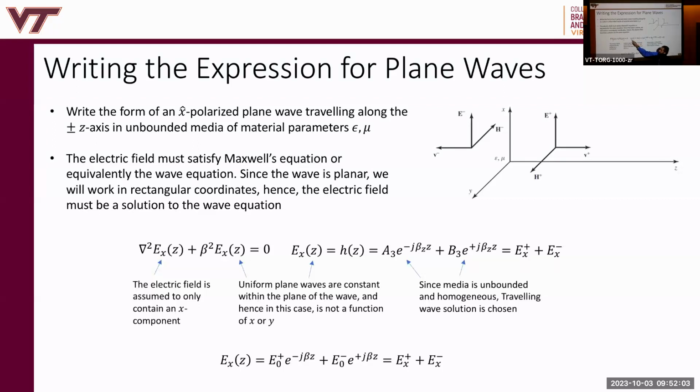So normally the solution is written in terms of f, g, and h, as a function of x, y, and z. But since it's not a function of x or y, there is no f or g. Here's the general solution: A3 e to the minus j beta z plus B3 e to the plus j beta z. We're going to call this one Ex plus, the forward traveling wave. We're going to call this one Ex minus, which is the backward traveling wave.